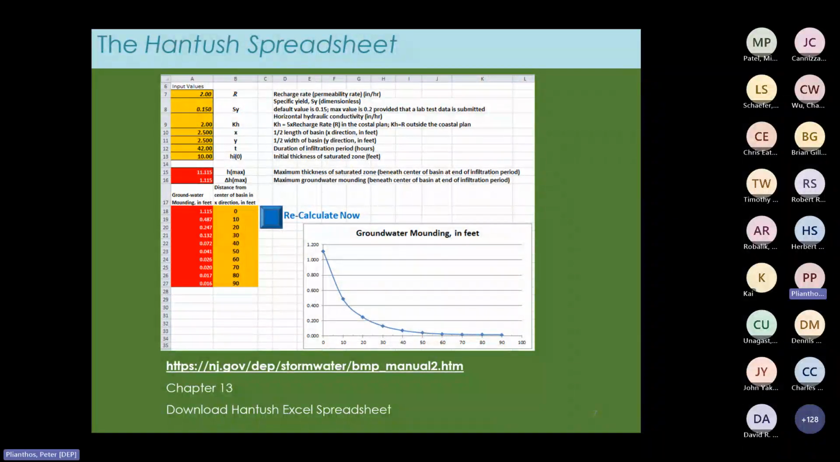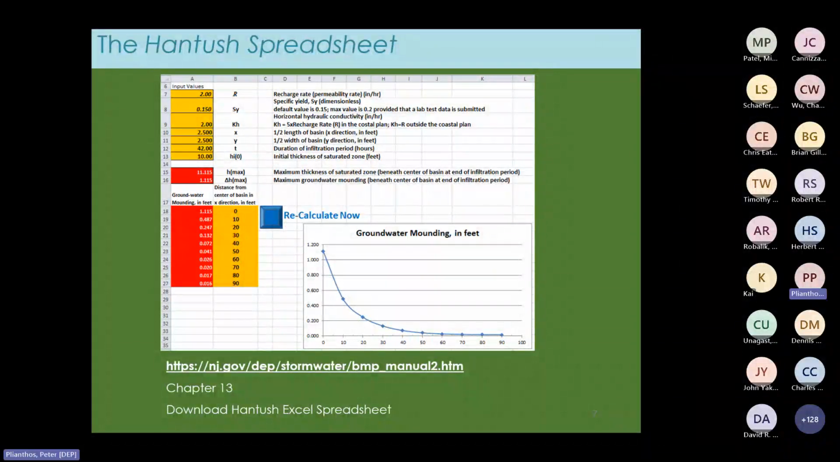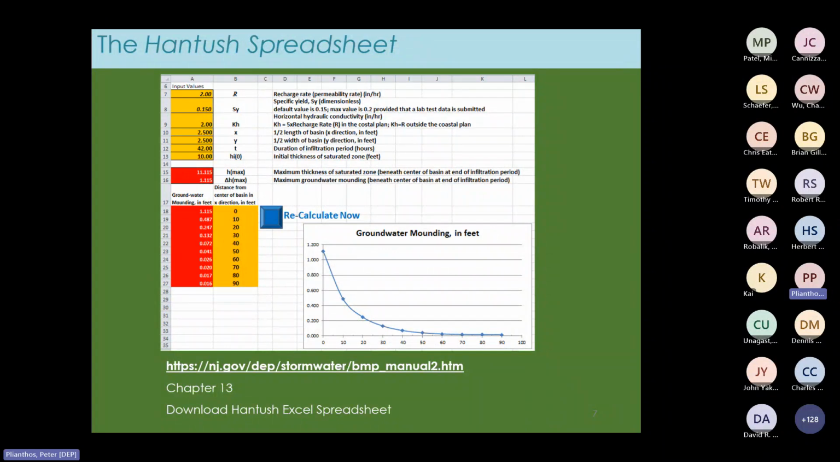With permission from the USGS, we modified the spreadsheet. Here is how it looks today. All of the calculation algorithms are the same, but the units and the notes on the use of the inputs are modified to be consistent with other chapters of the BMP manual. Chapter 13 and this spreadsheet are available at the link shown on this slide.